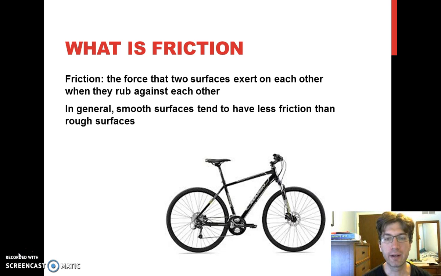So if you can think about riding your bike, in order for your bike to move, your tire has to exert a force on the road, and the road has to exert a force, therefore, on your tire that is equal in magnitude but opposite in direction. The rubbing between those two surfaces is considered the friction.